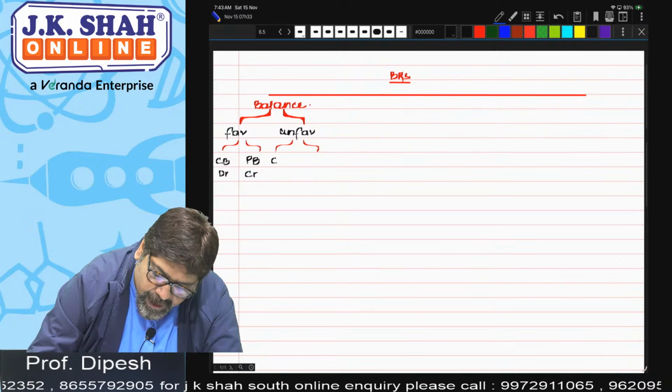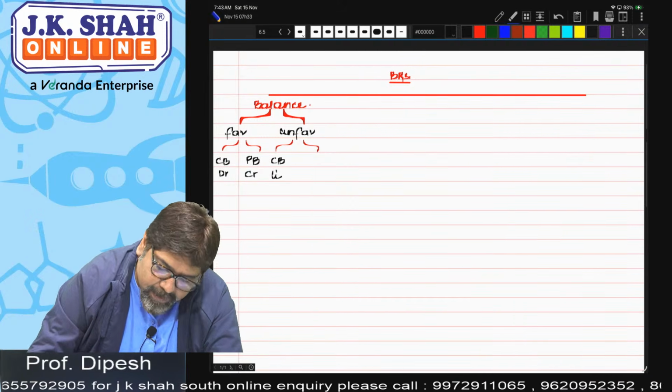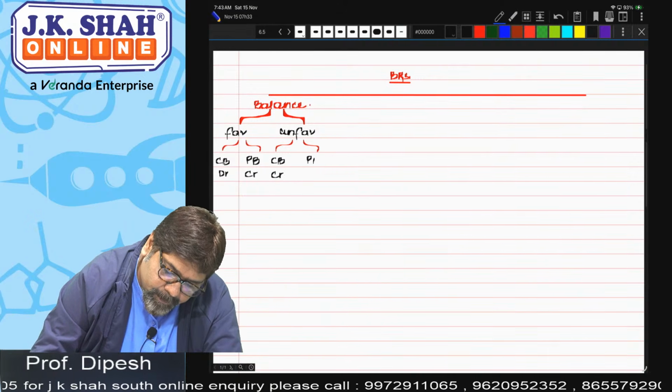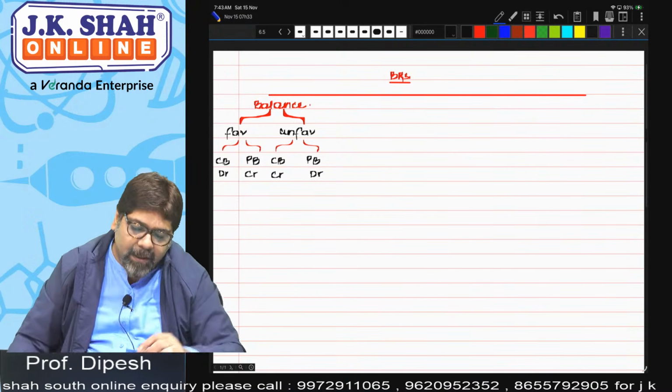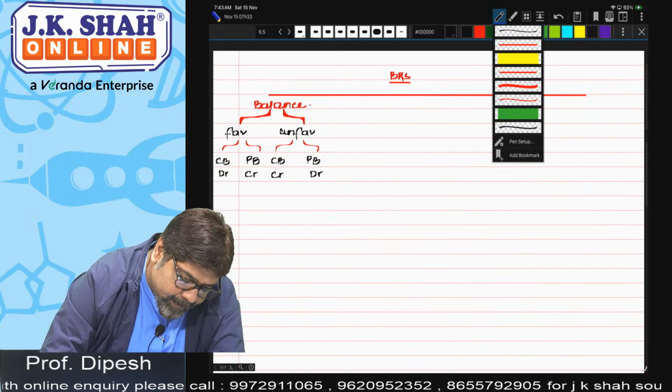Now, the cash book shows a credit balance because it is a liability, and the passbook shows a debit balance. Now, after the balance.